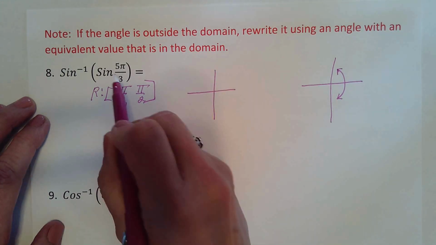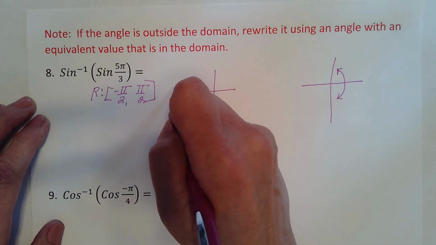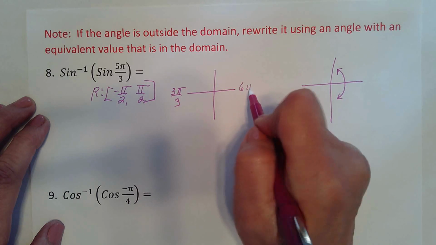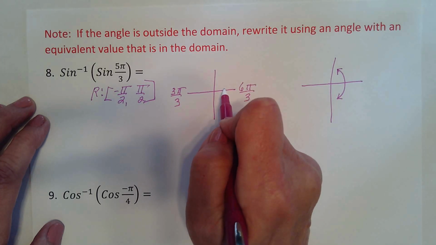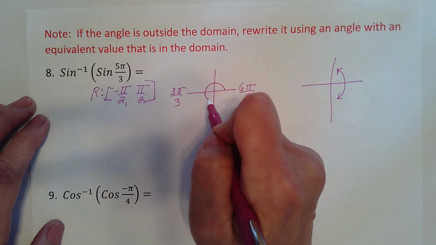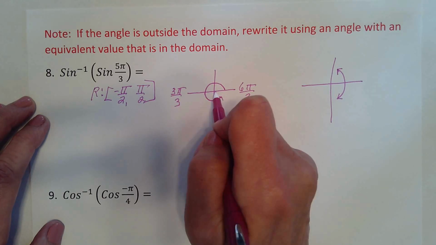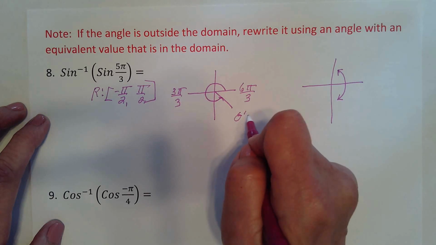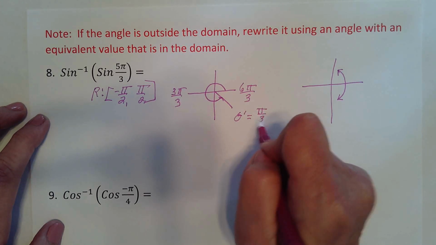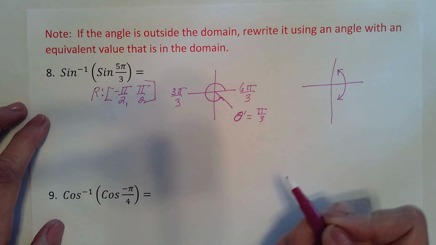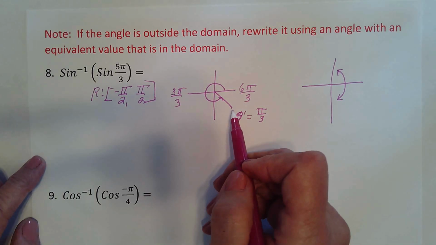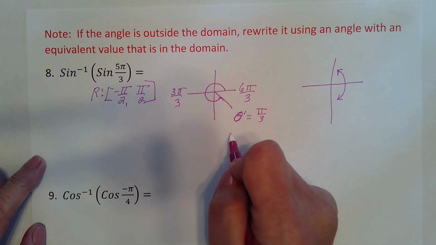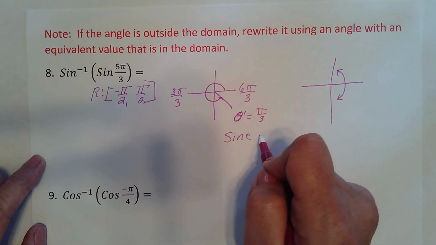If we draw 5 pi over 3, this is 3 pi over 3. This is 6 pi over 3. My angle is going to land in the fourth quadrant. And my reference angle is going to be equal to pi over 3. In the fourth quadrant, sine is, all students take classes, sine is negative.